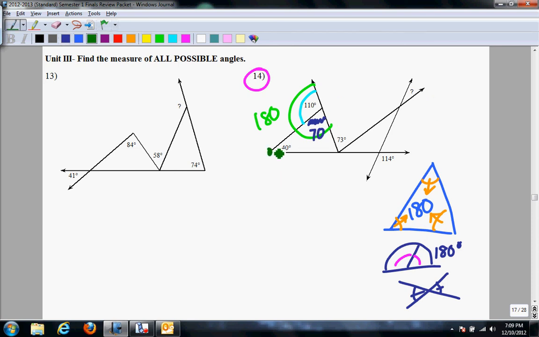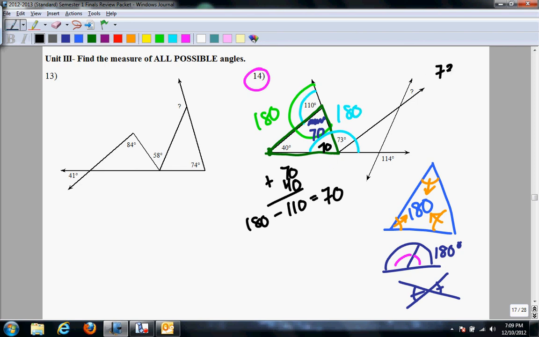And now we're going to go with the second property, that triangles add up to 180. So we're going to add 70 plus 40, which of course is 110. We're going to take that away from 180. And we get 70 as well. So down here, this is 70. And we go like that. That is also 180.